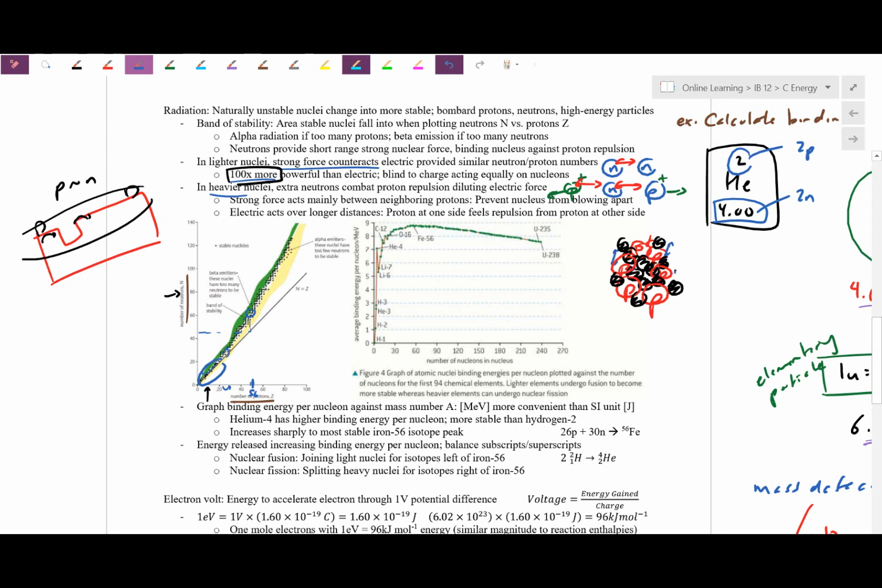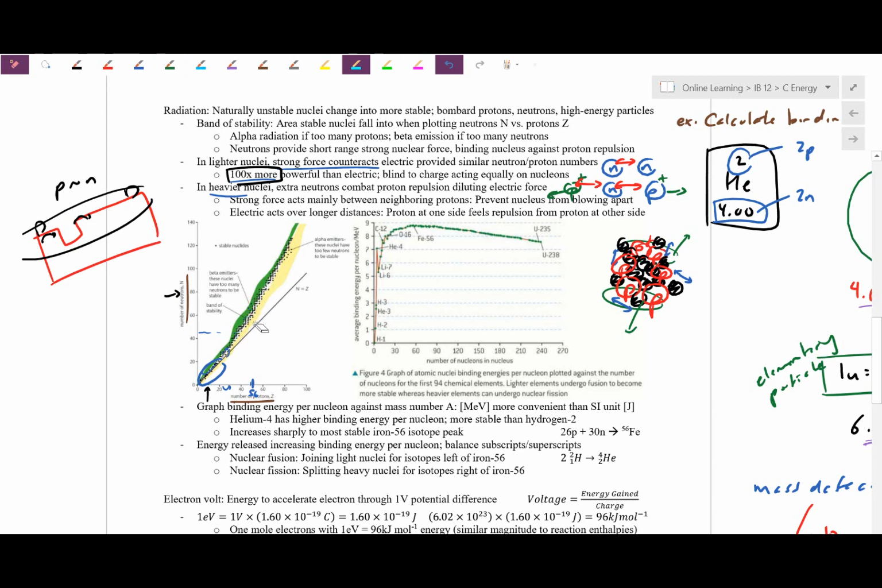The attractive force here is also a lot closer acting, so it only acts on the immediate neighbor. I need these neutrons not only to space out the protons, but to allow for enough attraction, so that the protons on one side don't manage to repel the protons on the other side. It actually manages to hold together. So long story short, as we get way too many protons, I need way more neutrons to stabilize them.